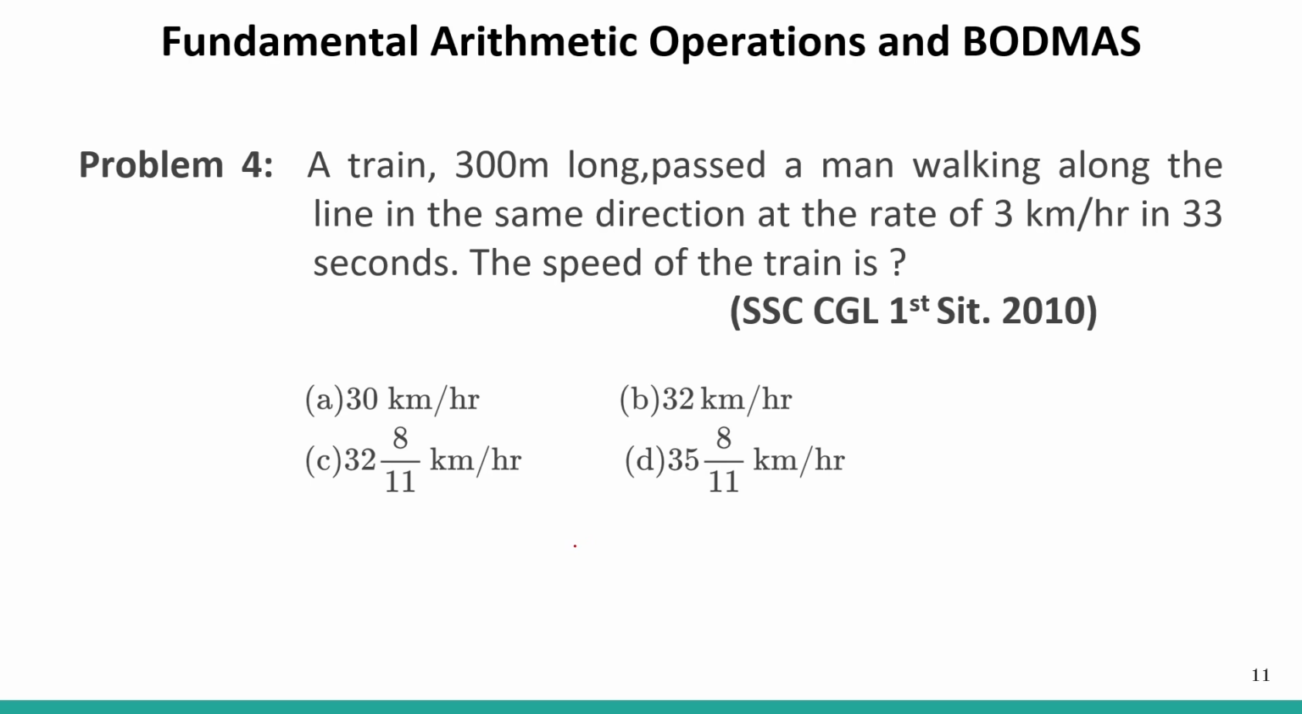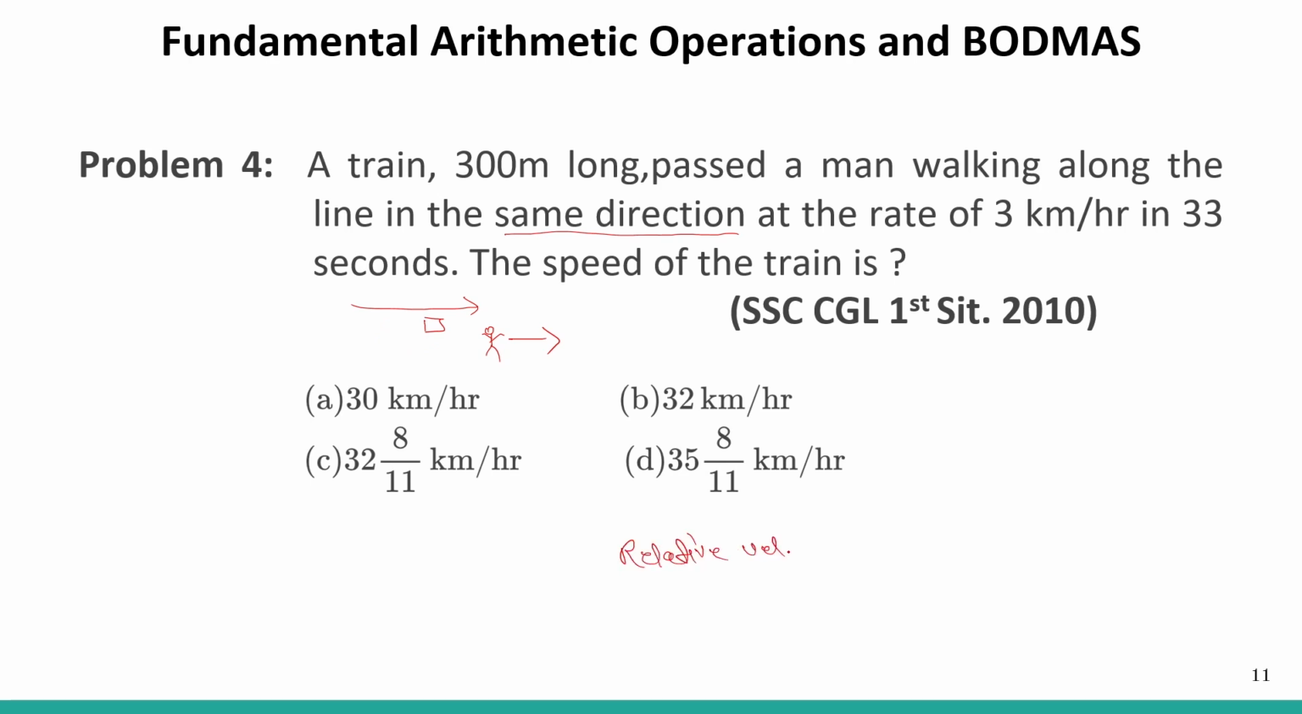If a train 300 meter long passes a man walking along the line in the same direction, here you have to remember this factor. They were moving in the same direction. So if the train is going towards this direction, then the man walking by is also moving in this direction, at a rate of 3 km per hour, in 33 seconds. So the relative velocity will be what? Speed of train.